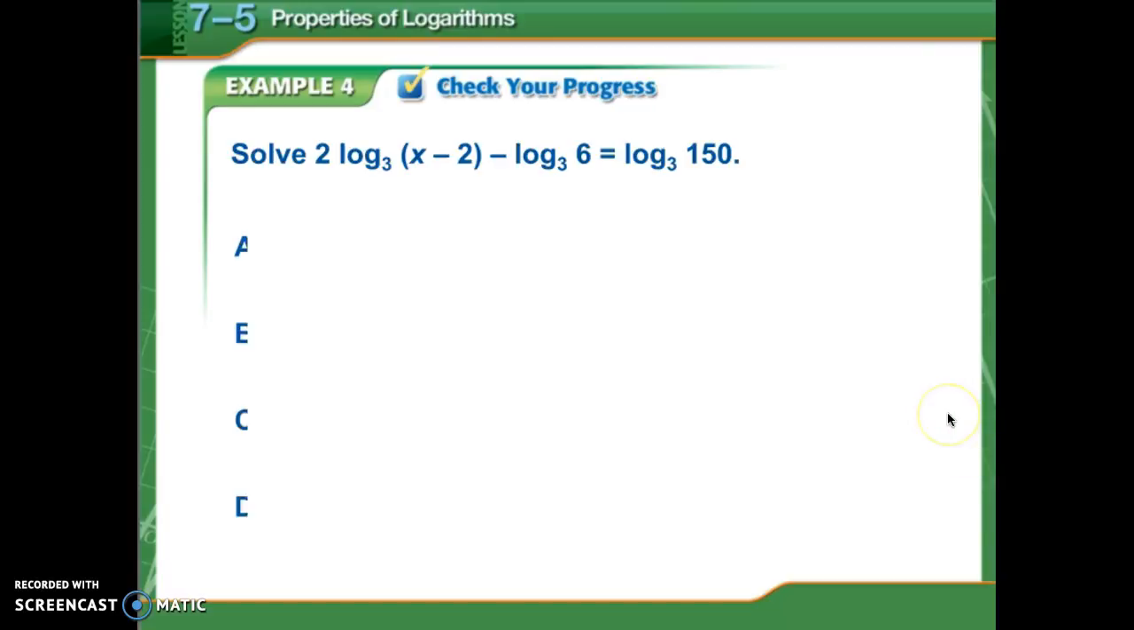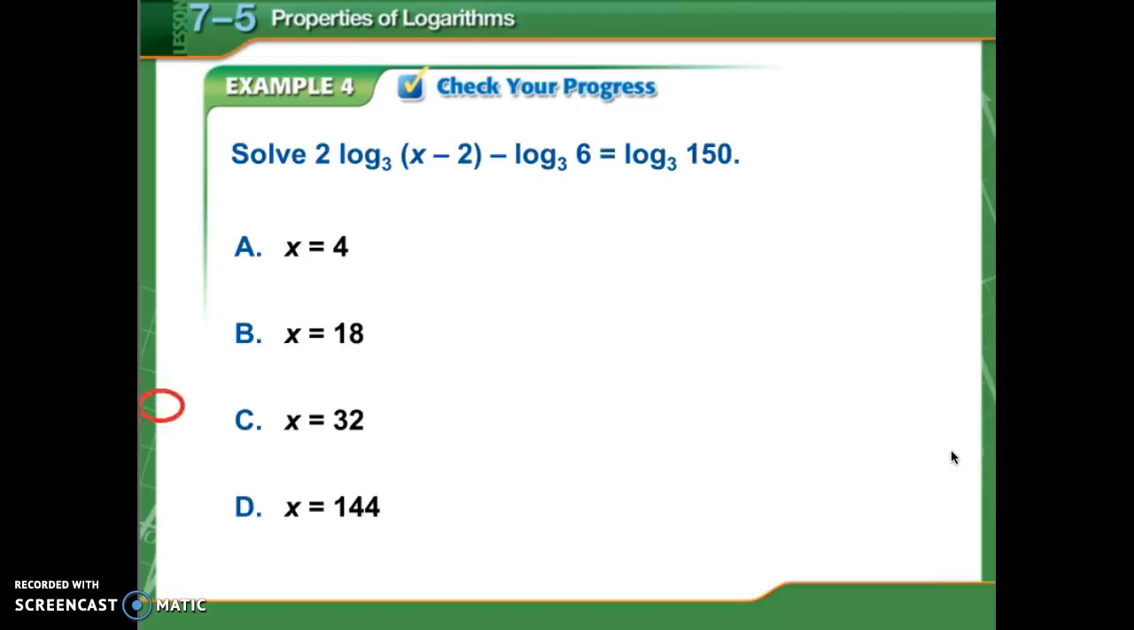We've got a check your progress problem for this. 2 times log base 3 of x minus 2 minus log base 3 of 6 equals log base 3 of 150. And once you have your answer, go on to the next screen. And this time we see our answer is 32.